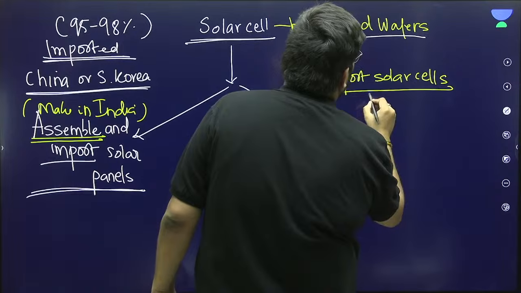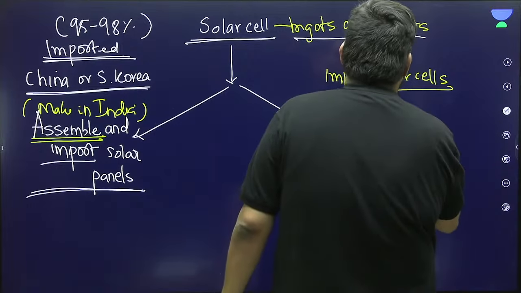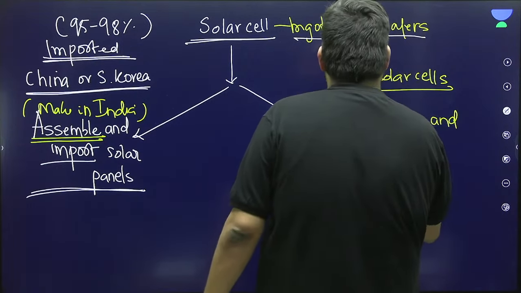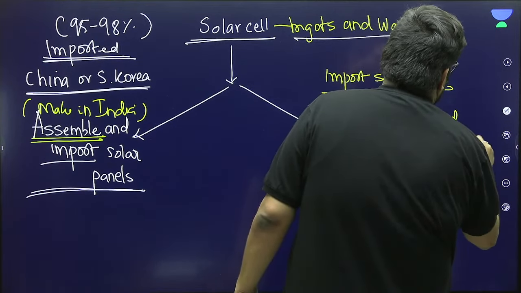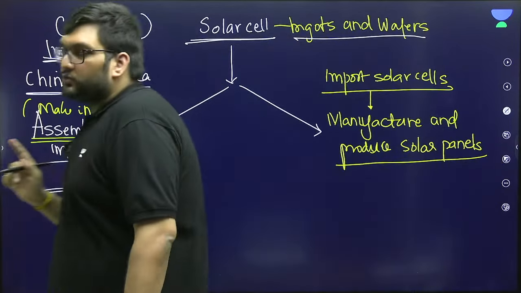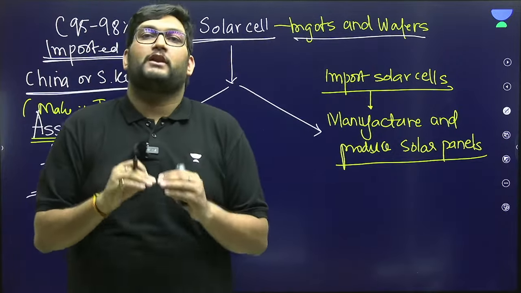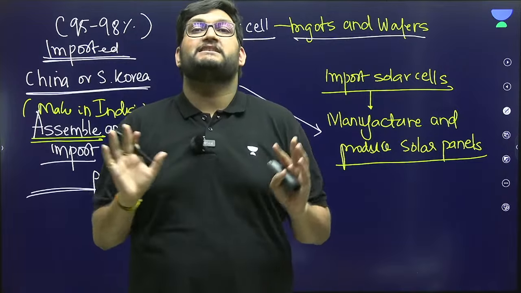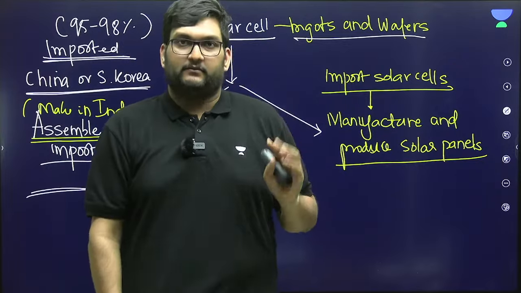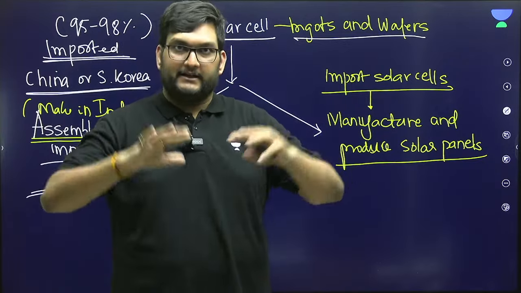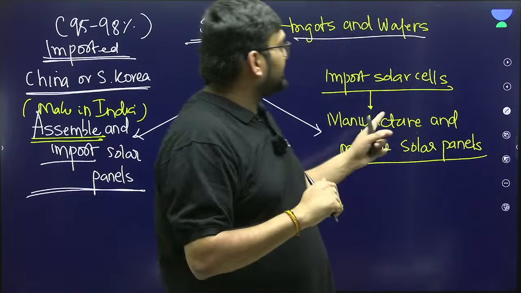and thereafter, what they do is they manufacture and produce solar panels. This, according to the government of India, is the definition of a manufacturer of solar panels which will be considered indigenous. When the solar cell is imported, but the panel is created in India itself. Basically, they're getting the raw material and they're creating the panel itself in India. This lot is not considered indigenous. This lot is considered indigenous.